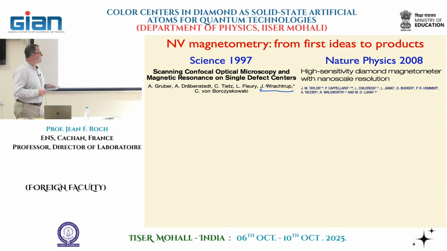Then it took 10 years for people to realize that somehow the magnetic dependence of the NV center spin manifold can be used as an optical magnetometer. And there were two papers published, on one side by Jörg Wrachtrup and Fedor Jelezko, and on the other side by Misha Lukin, Dima Budker, and Phil Hemmer, which highlighted this main feature.